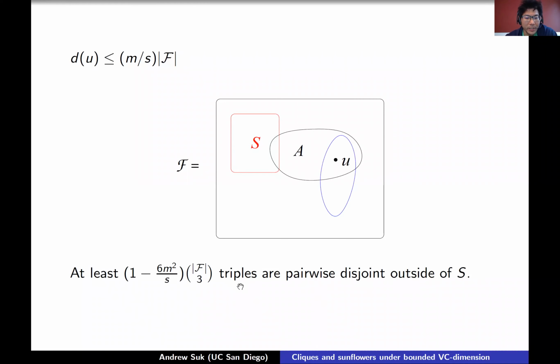And remember, just because I have a triple of sets that are pairwise disjoint outside of S, that doesn't necessarily mean they are a three sunflower, because remember, I have no idea how they behave inside of S. It's possible that the three sets lie completely inside of S, and so therefore I would have no idea how they behave.